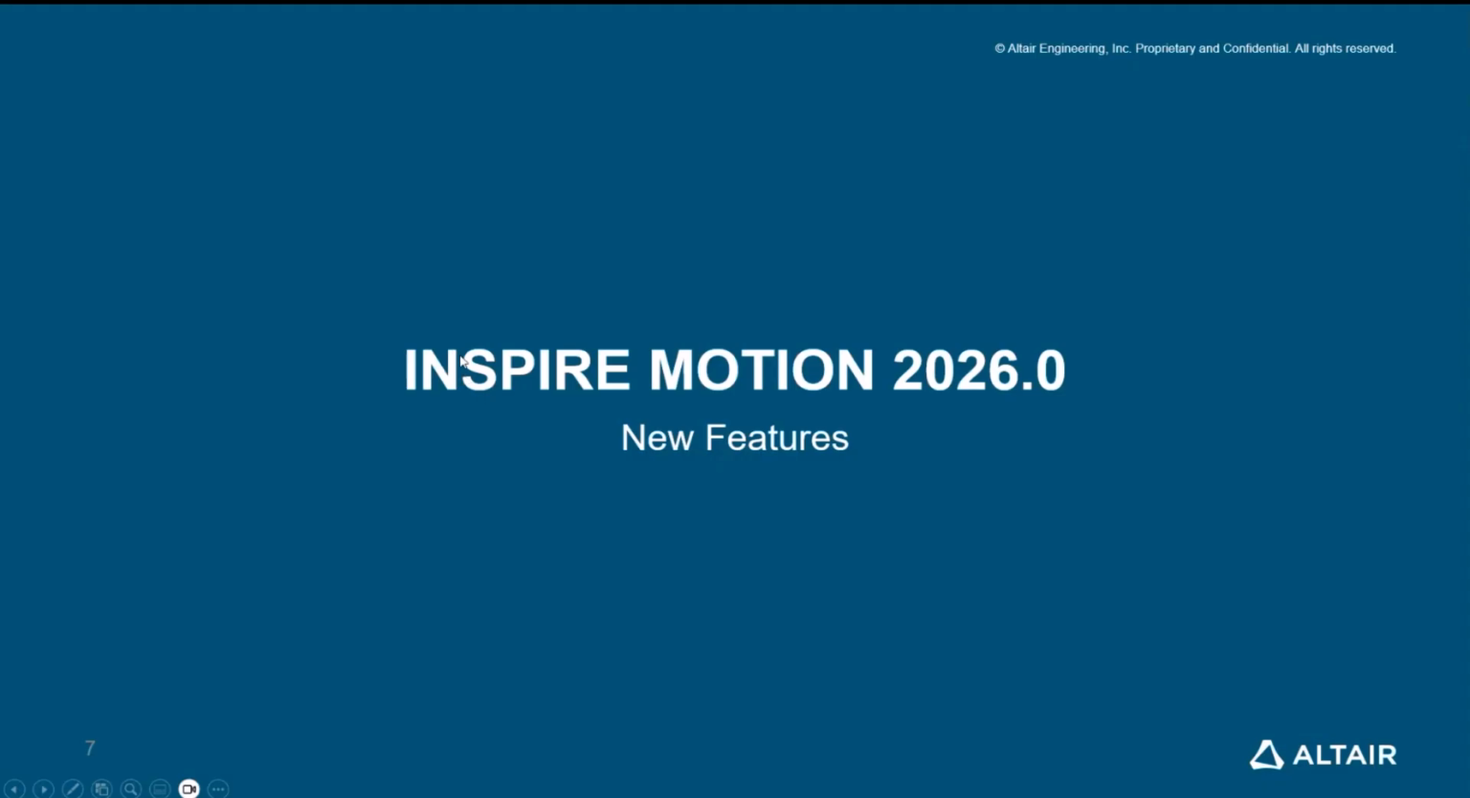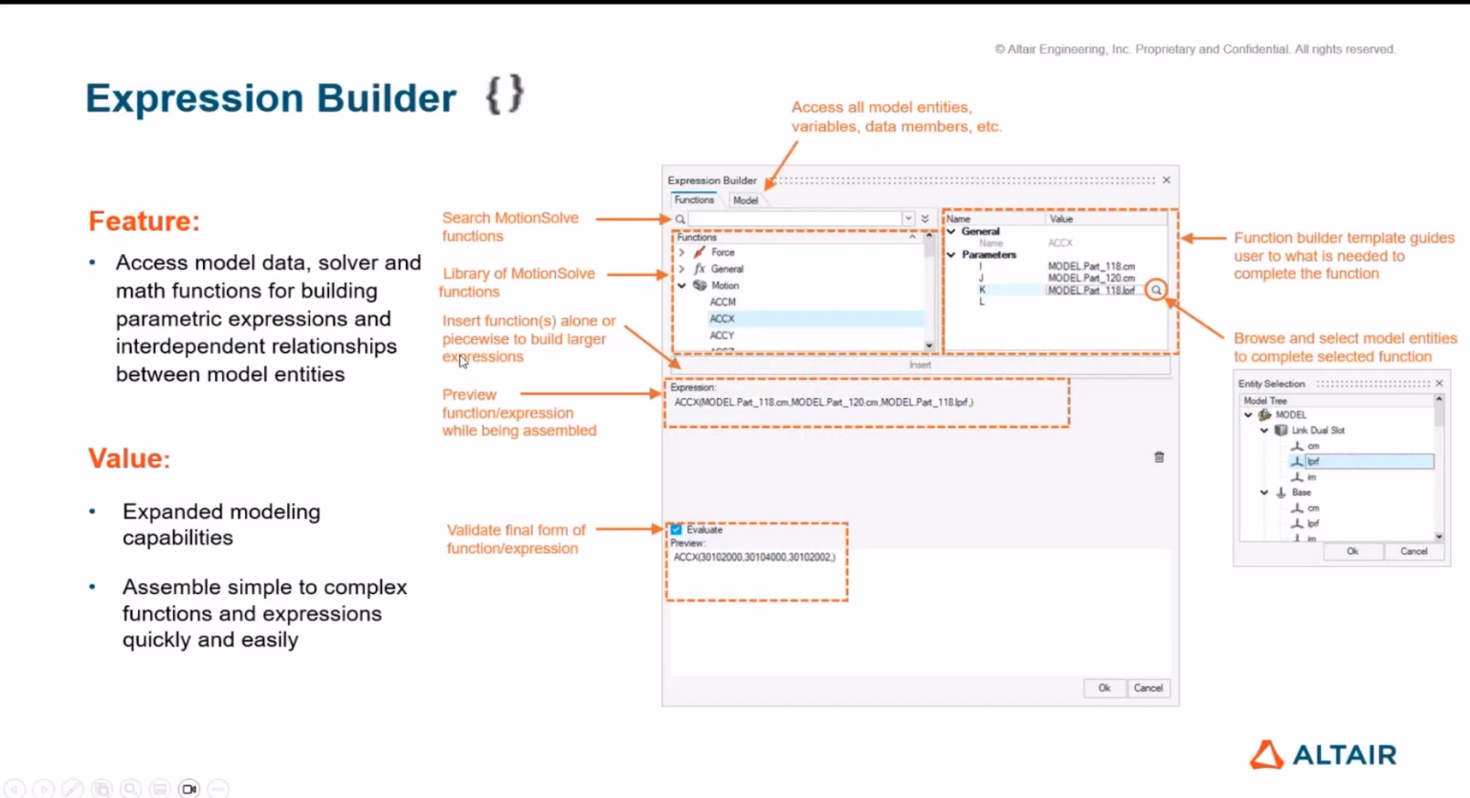Okay, so moving on to the new features of 2026. The first main feature is that we now have an expression builder. We can quickly go through all the motion functions and different model entities, and we can use this tool to easily and quickly build expressions. Here you can see you start off at the top left as we choose the function we want. Over here on the right, we can browse for these model entities and different functions.